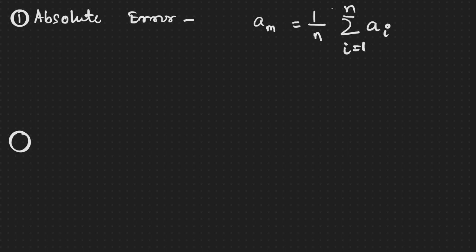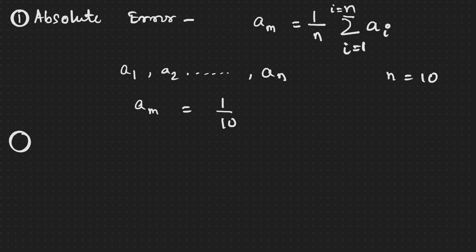What does it mean? Let me show you, if there are a number of observations A1, A2 up to AN. Let it be 10 observations, n equals 10 here. So what would be the average of it? AM would be 1 by 10. I will sum up all the observations, A1 plus A2 dot dot dot plus A10. I'll add it up, then divide it by 10, so I'll get the mean value.